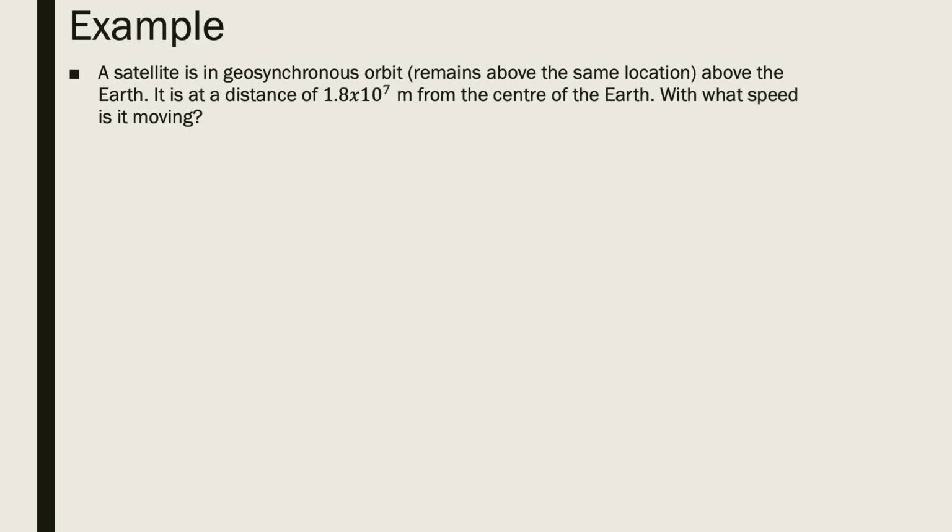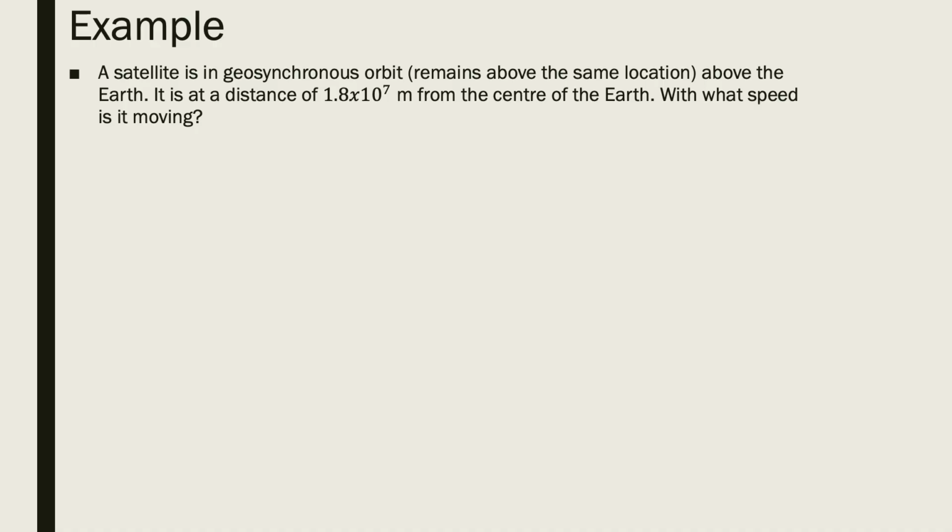Using this in an example, a satellite is in geosynchronous orbit. This means it remains above the same location of the Earth. It is at a distance of 1.8 times 10 to the 7 meters from the center of the Earth. With what speed is it moving?